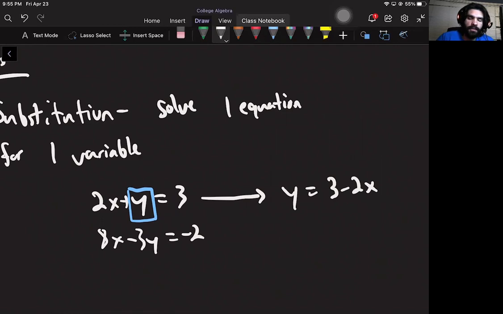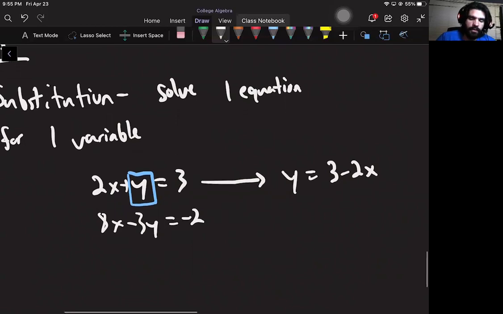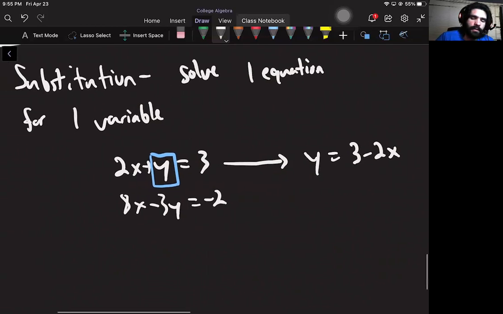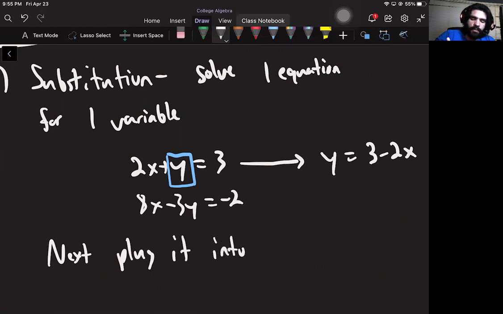If you wanted to solve for x, it would be a little bit more annoying. If you wanted to solve the other equation for a variable, it would be even more annoying. So we're going to do it this way. You sort of choose wisely. Then the next step is to plug it in to the other equation.